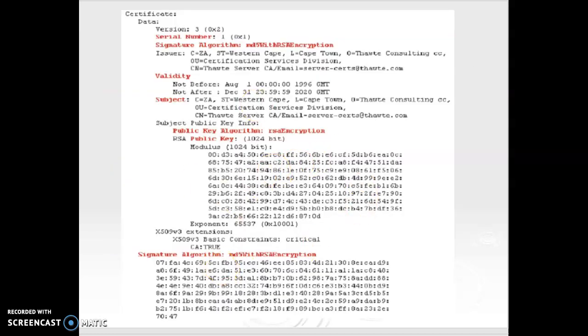So this is an example format of a version 3 certificate. It gives the version 3 and the serial number. After that, the signature algorithm, which is MD5 with RSA. Then the validity period, with the before and after dates. Then the subject name, and then the subject public key information. So all this is an example of a certificate.